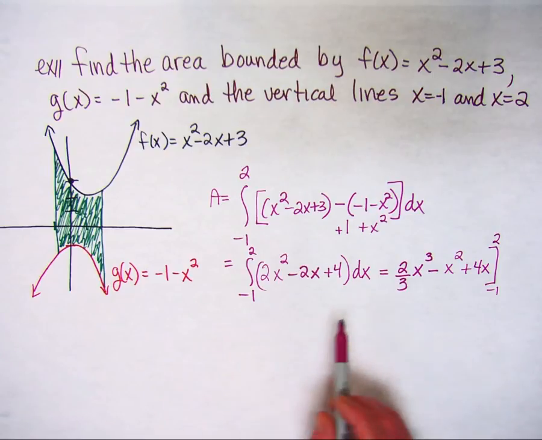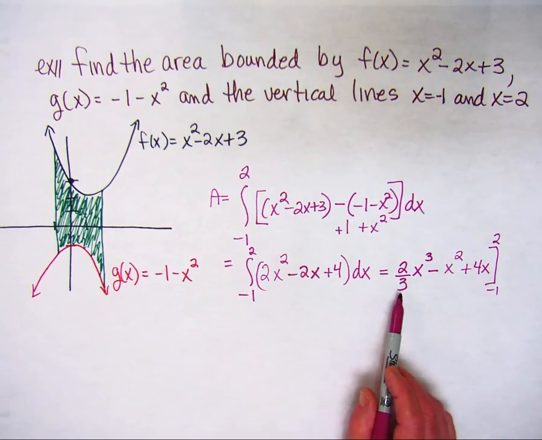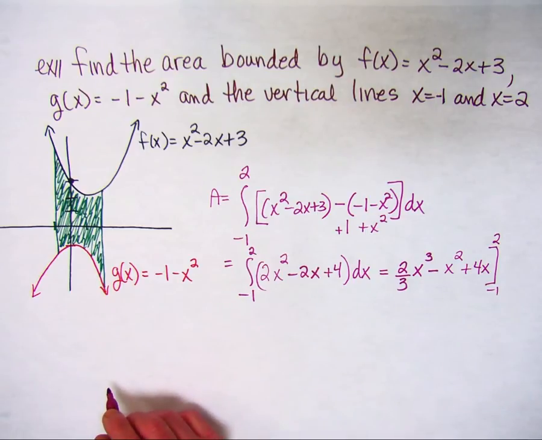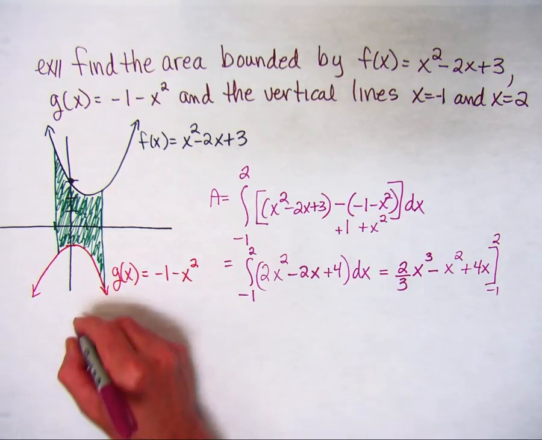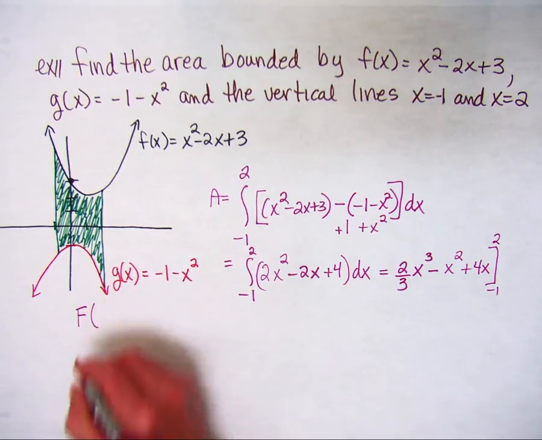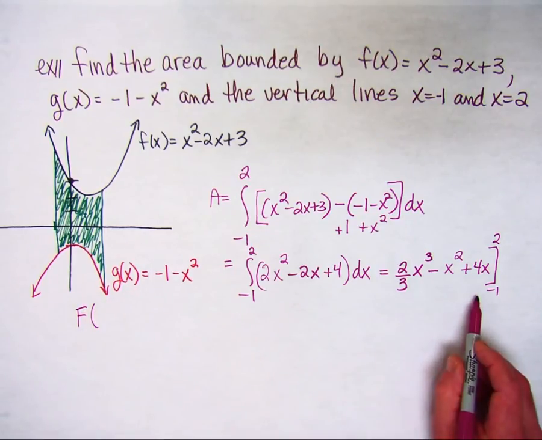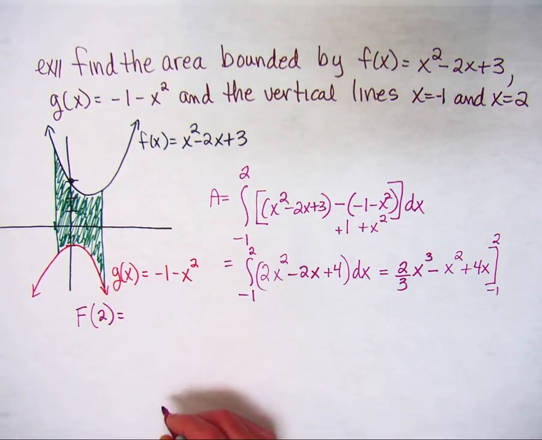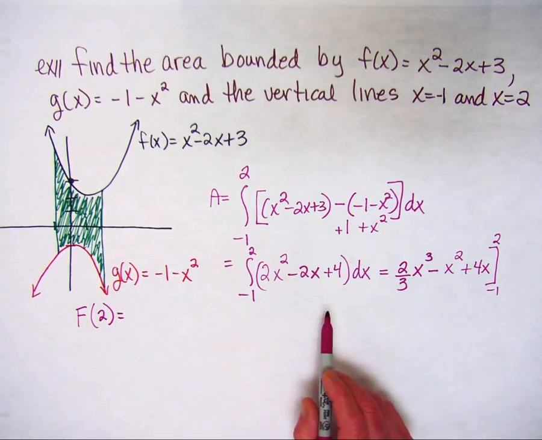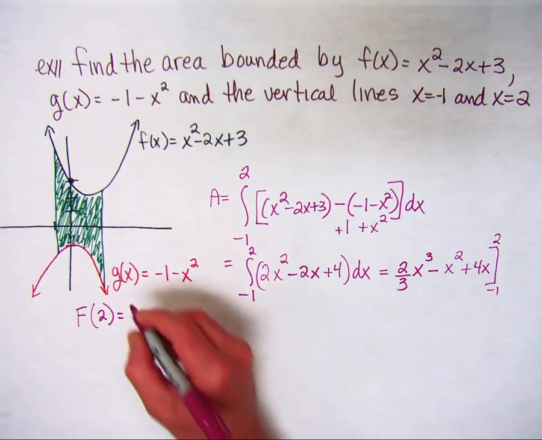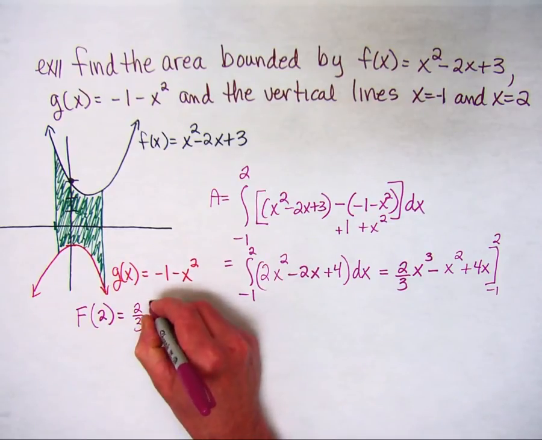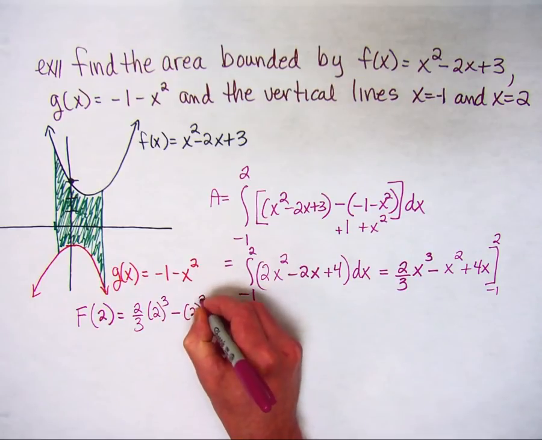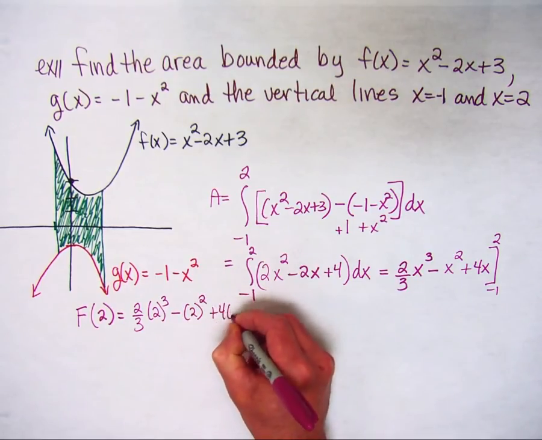I've suggested all along that when you evaluate a definite integral, instead of writing the whole thing out as a long expression, it's much easier to avoid mistakes if we treat each one separately. So we're going to find capital F, our antiderivative, at 2. So we're going to plug 2 into our antiderivative. So we're going to have 2/3 times 2 cubed minus 2 squared plus 4 times 2.